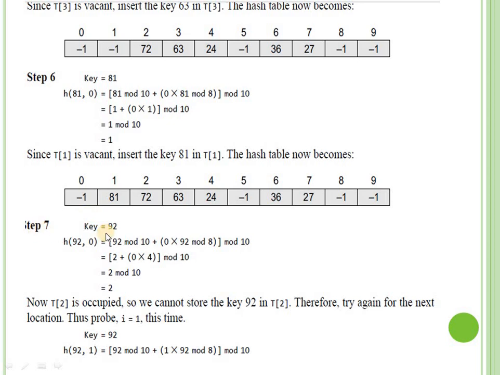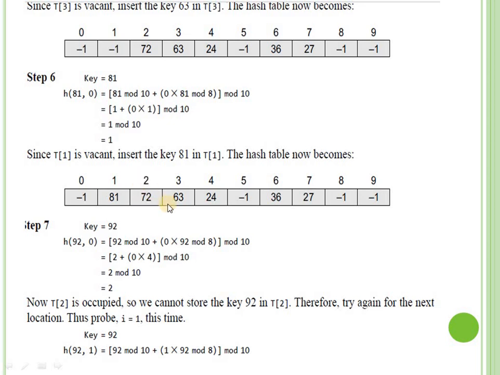And next, step 7, the key is 92. Now H of 92, 0 is equal to 92 mod 10 plus 0 into 92 mod 8, whole mod 10. Here 92 mod 10 is 2, plus 0 into 92 mod 8. 92 mod 8 value is 4. So 4 into 0 is 0, mod 10. Here 2 mod 10, and we got the answer 2. We have to check whether T of 2 is vacant or not. Here T of 2 has the value 72. The key 72 is always stored at this location.